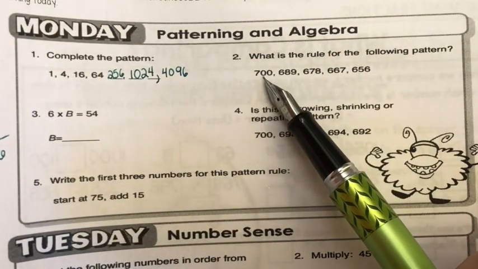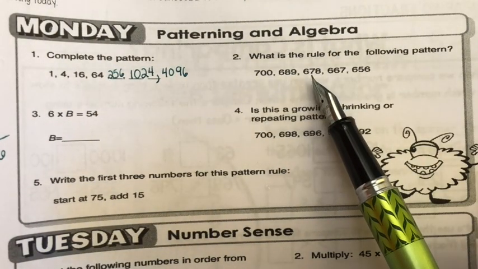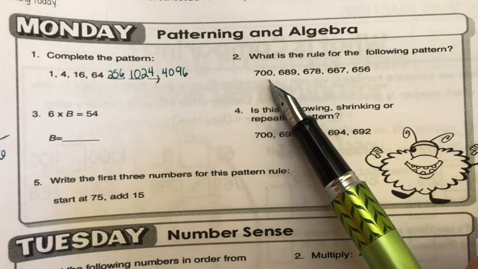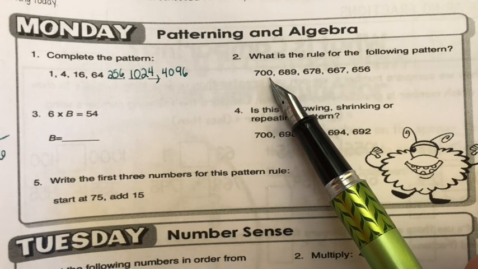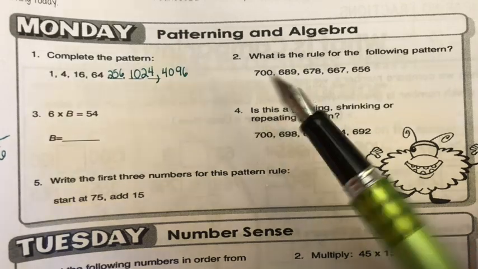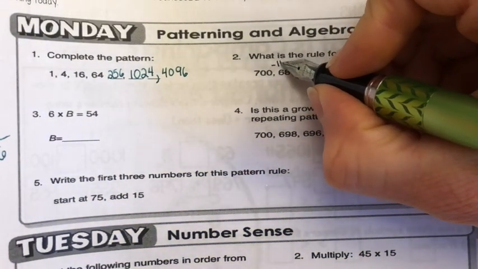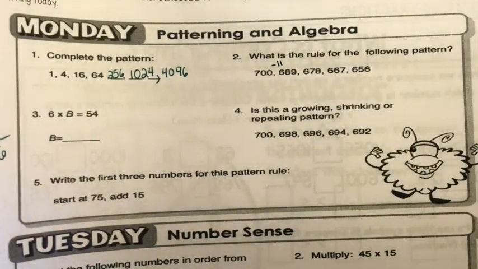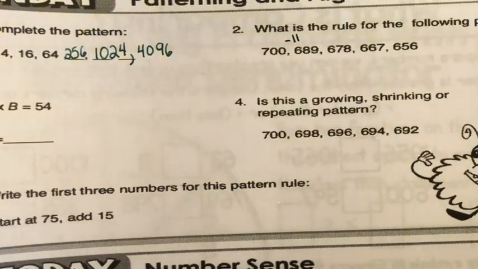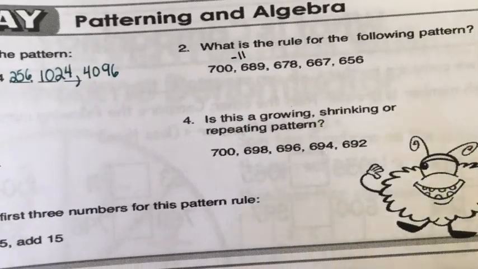Now it says number 2, what is the rule for the following pattern? So we look, 700, 689. That looks like they subtracted. If we subtract 10 from 700, we get 690, and one more, so I think this is minus 11. Subtract 11. Let's check the next number and see if maybe that's our pattern. It's definitely a decreasing pattern.